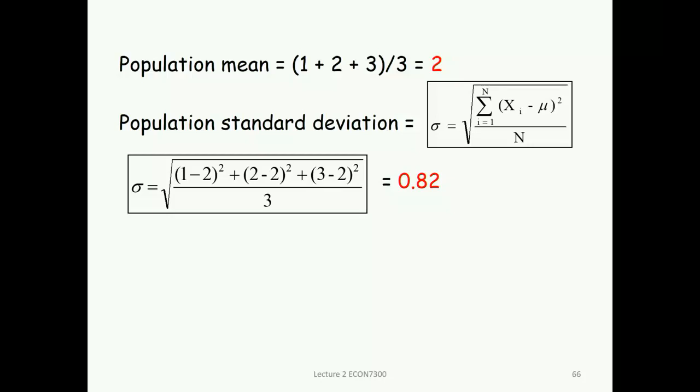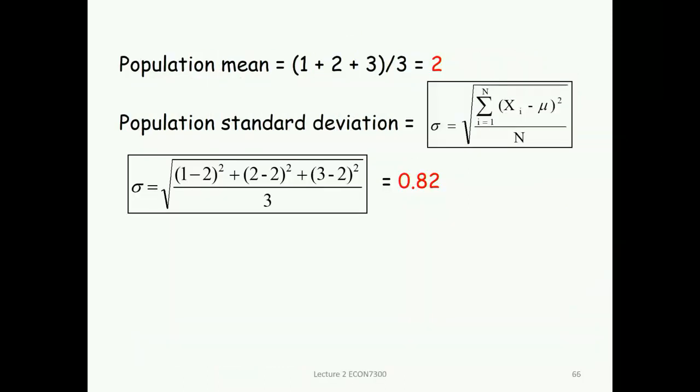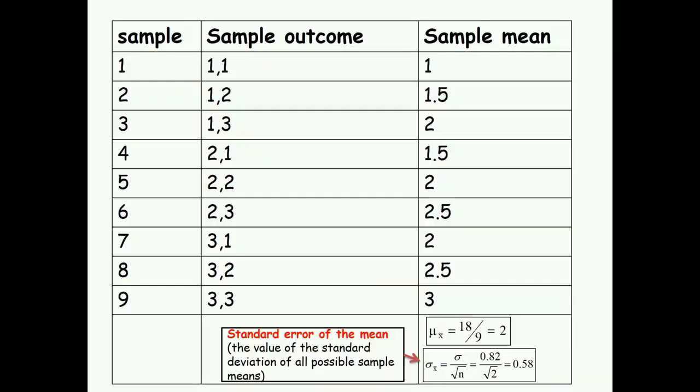Now, I take a sample of 2. Because the population is 3, let me take a sample of 2. All possible samples with replacement. Keep in mind, population mean 2, population standard deviation 0.82. So I am taking a sample with replacement. The first sample is 1 and 1, 1 and 2, 1 and 3, 2 and 1, 2 and 2. These are the whole possible samples of size 2. The population has only 3 numbers. I take a sample of 2.